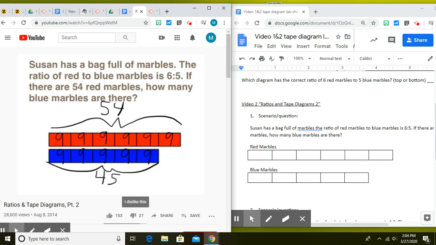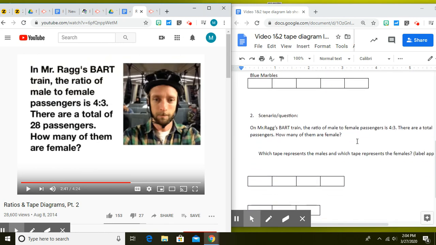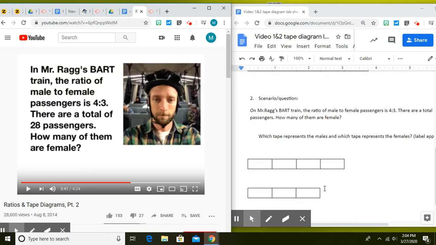So the tape diagrams give us this visual way of looking at our ratio and solving a problem that we otherwise might not have been able to see so visually. Let's try another one. Okay, so now I would like for you to continue doing this problem with me right here, scenario 2.